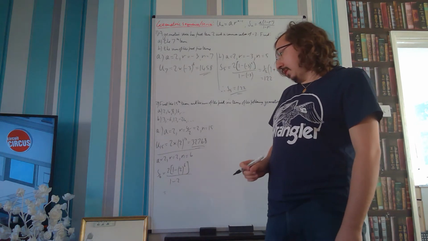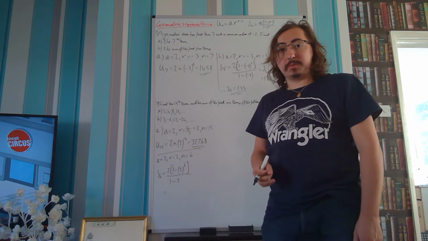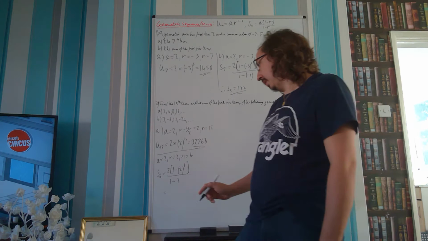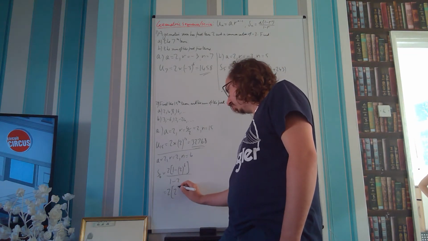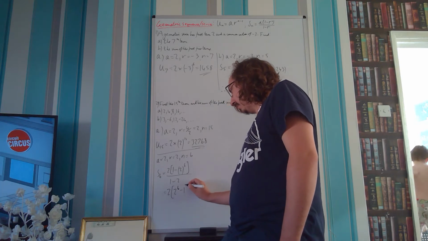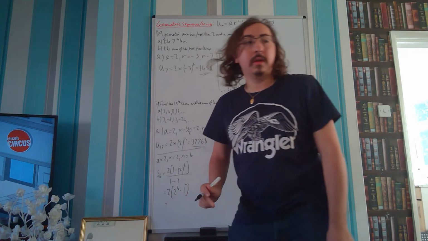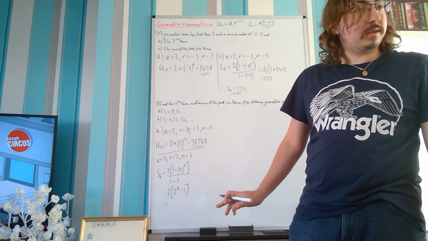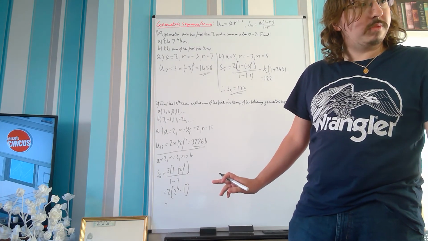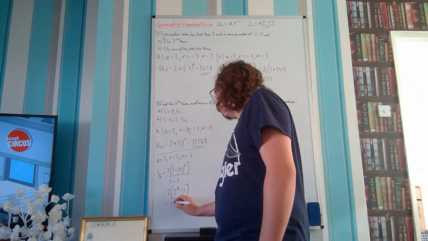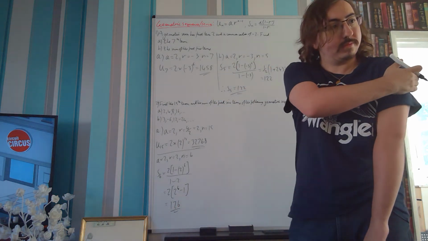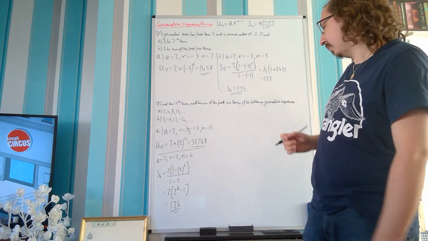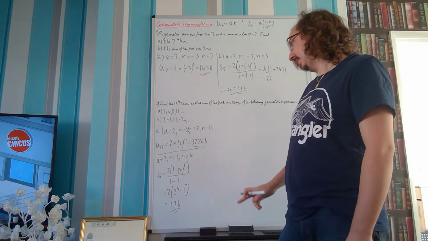1 minus 2 is -1. 2 divided by -1 is -2. So we can write it like that, or we can write it as 2 times 2 to the 6 minus 1. And if you put that into your calculator, you end up with 126. So that's our first one then.